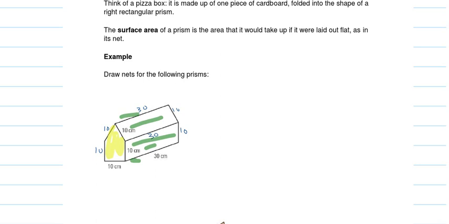With a pentagon, there's going to be a total of 5 rectangles. So if I'm going to draw the net of this, it's going to be like so. I'm sorry if it's not size-wise correct, but I'll try my best. So you're going to have 5 rectangles. They're all going to be equal.